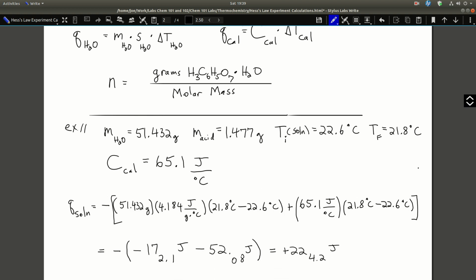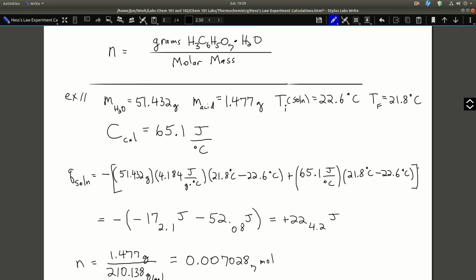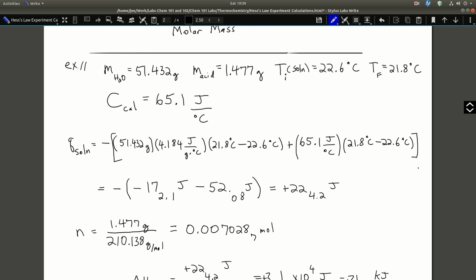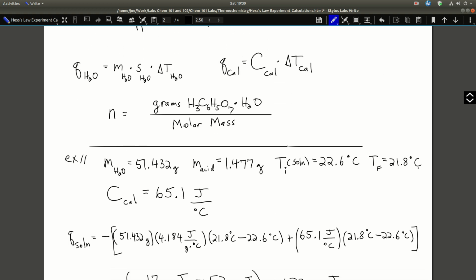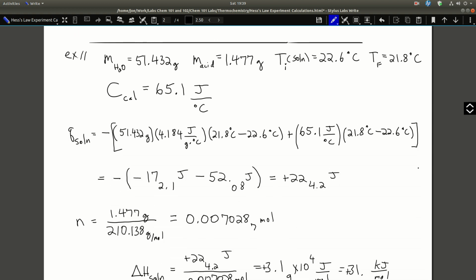So for example, here are some numbers. Again, do not use these numbers. Use your own numbers. All right, so I'm going to do these calculations right up here, using these numbers right here. So let's say I did the first part of the experiment and I got my calorimeter constant. Yours is going to be different than this, don't worry.